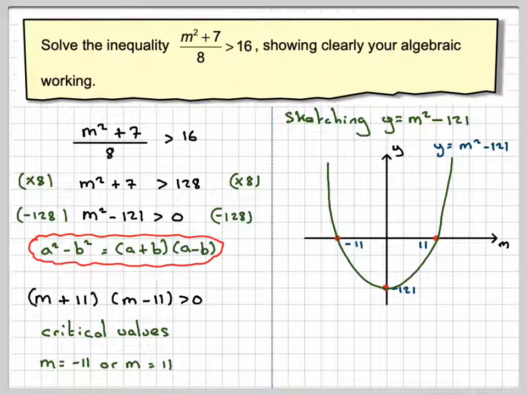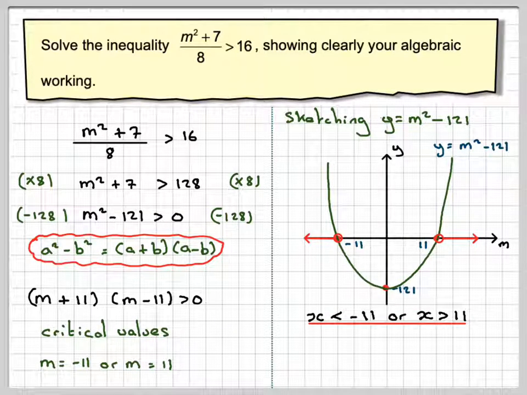Where is it greater than 0? Well, here it's equal to 0. Here it's less than 0. So above it's greater than 0. So it will be any value of m less than minus 11, cannot be equal to, or any value of m greater than 11. So it gives m is less than minus 11 or m is greater than 11 as the final answers.